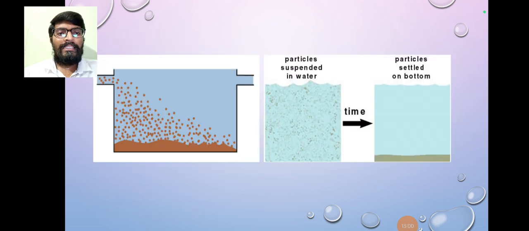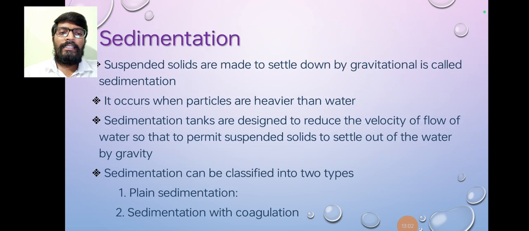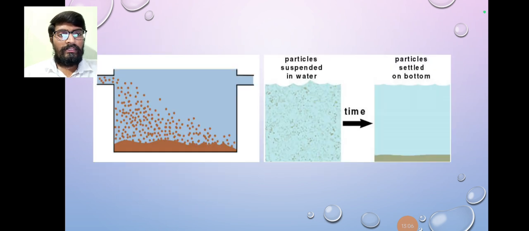First one is plain sedimentation and second one is sedimentation with coagulation. So you clearly observe that. The first diagram shows the sedimentation tank, with an inlet and outlet. The raw water is coming through an inlet.